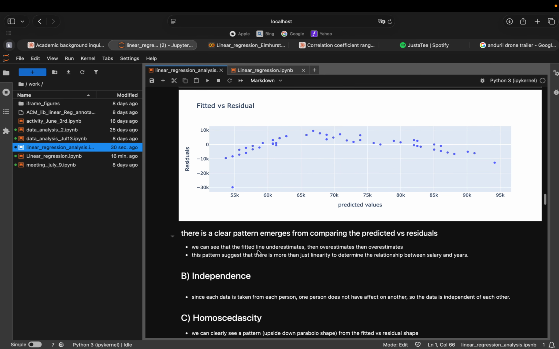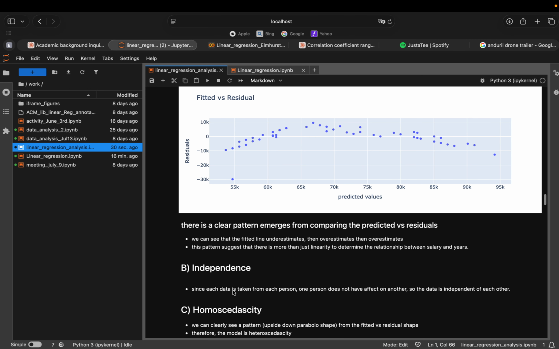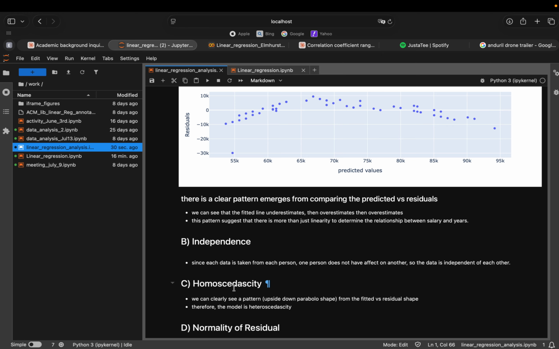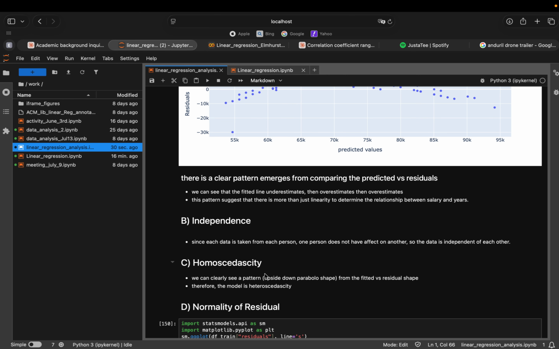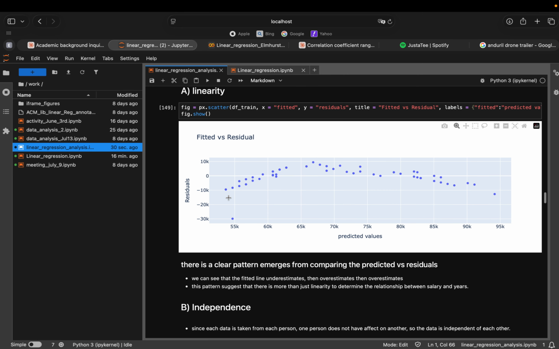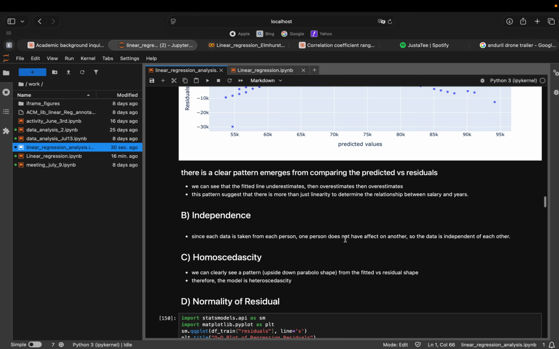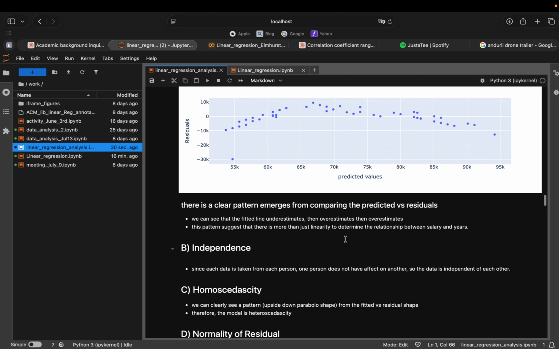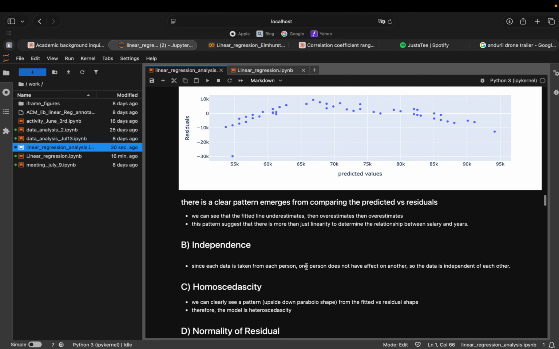After that, I check the independence. Since each data point is a person, a teacher, they are not related to each other, so they are independent of each other. And then for homoscedasticity, since there is a pattern, which is kind of like an upside down parabola, I think that this data set is not homoscedastic, but it is heteroscedastic.